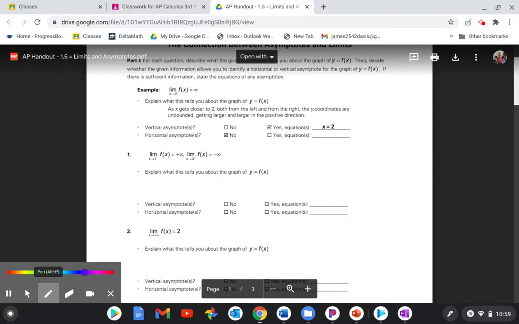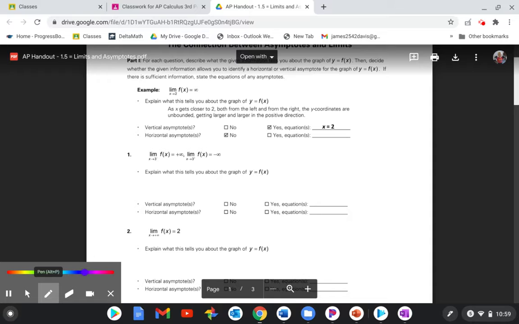So in all of these, it's going to give you some information about a limit. That limit is either going to be as x approaching a value equals infinity, or the limit as x approaching infinity equals some value. So the first thing you have to determine is if this is talking about a vertical or horizontal asymptote.